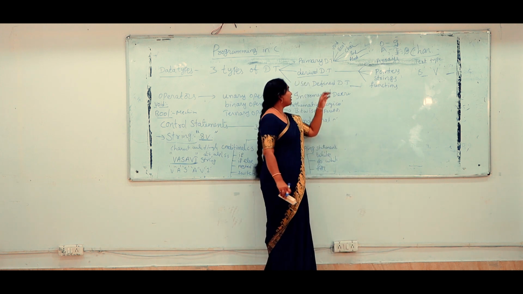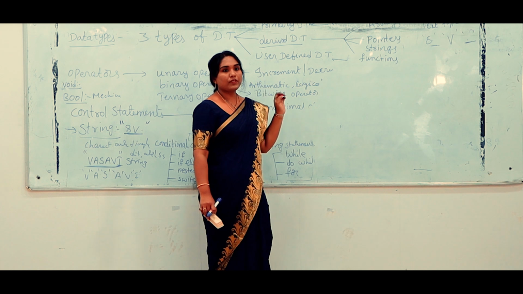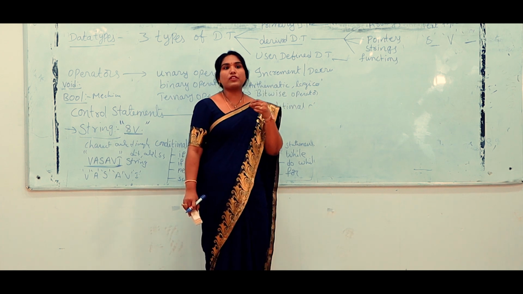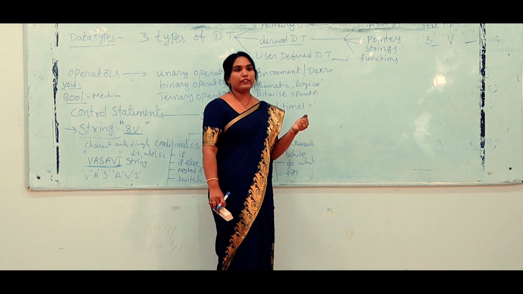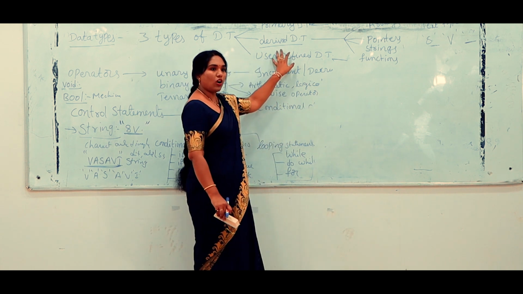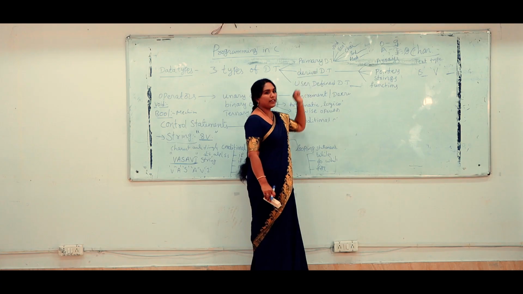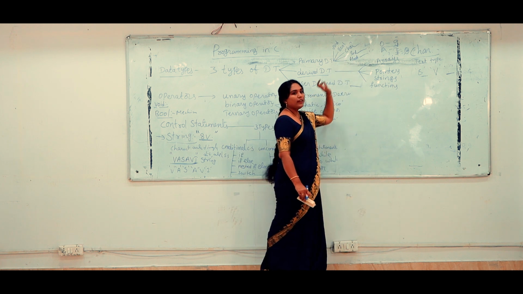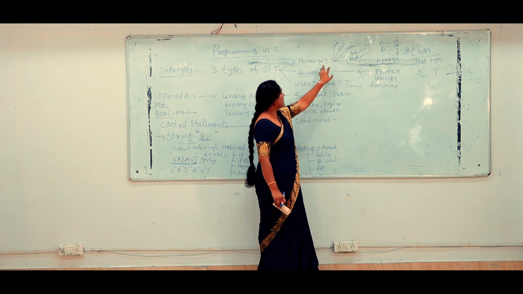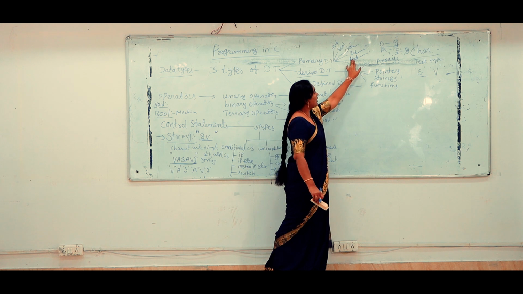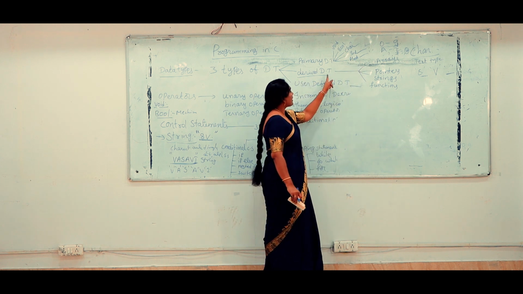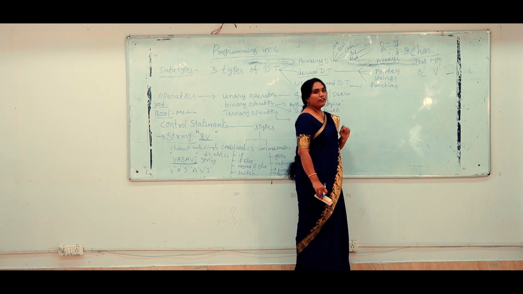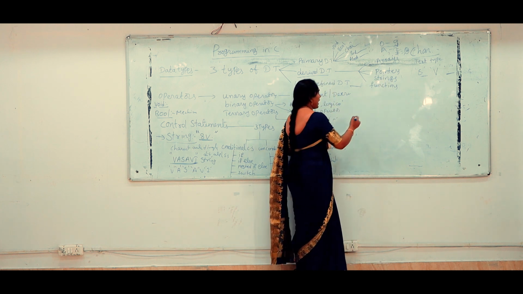Now first come to the point of the derived data types. What is meant by derived? It comes from someone else, that is called derived. These derived data types are derived from the primary data types only. What are the main primary data types we have? Integer, float, and character. Using these three data types we get the derived data types. Those are arrays, pointers, strings, and functions. First come to the point of the arrays.